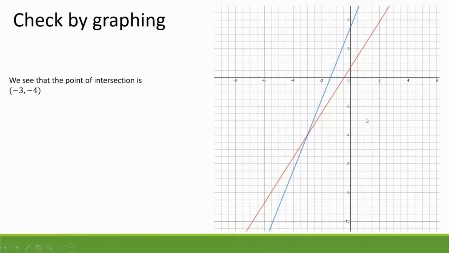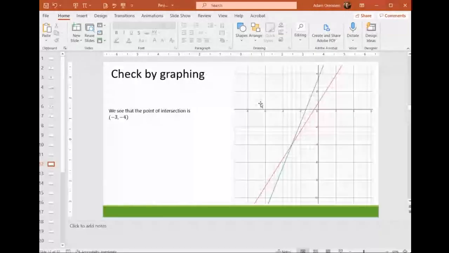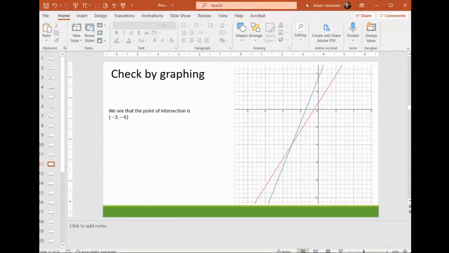Good. Okay. If you were to graph this in Desmos, we have done that before. You would actually see that the two equations intersect at the point (-3, -4). In fact, I'm wondering if I should graph it now. I guess it's all right.